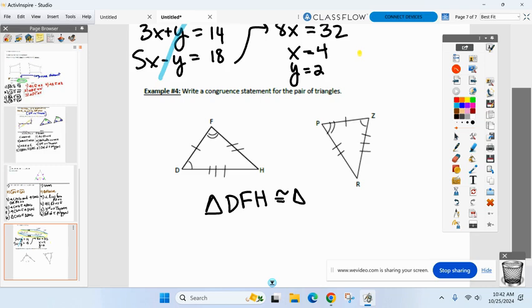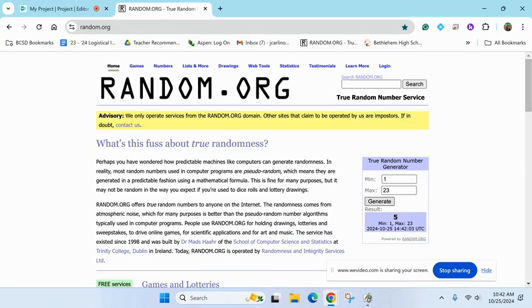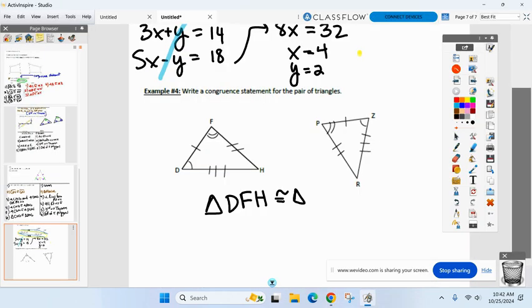So if I go DFH, we got to go triangle. What do we got over here now? Oh, Violet again. Finish your job. ZPR. Let me take a quick peek. D and Z match up. Yep. F and P. Looks pretty good to me.